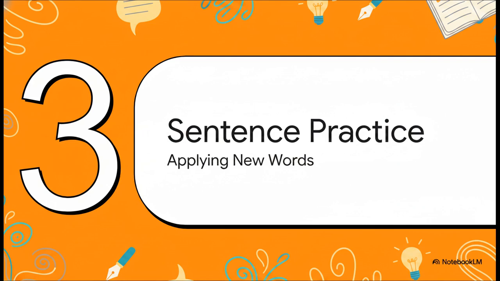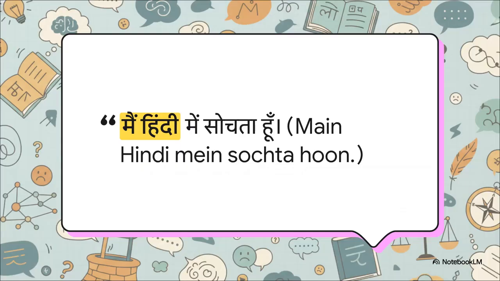Okay, time for Section 3, sentence practice. This is where we actually apply these new words. Let's put this into practice. Main Hindi mein sochta hoon. That means I think in Hindi. Notice exactly how we're using the verb sochta hoon right here. Try articulating this full sentence aloud. Main Hindi mein sochta hoon.